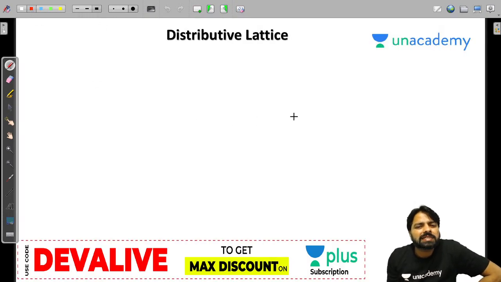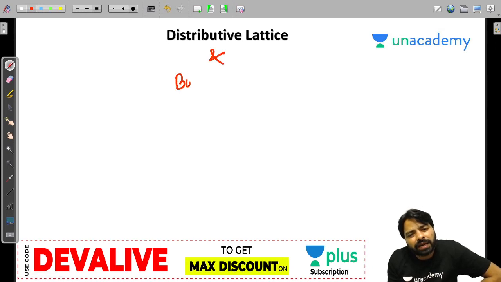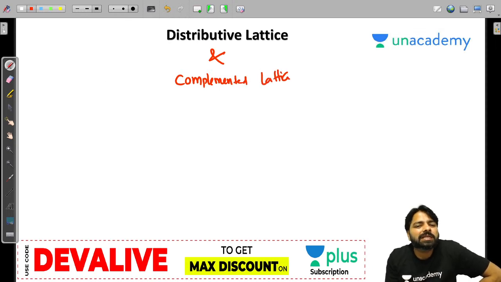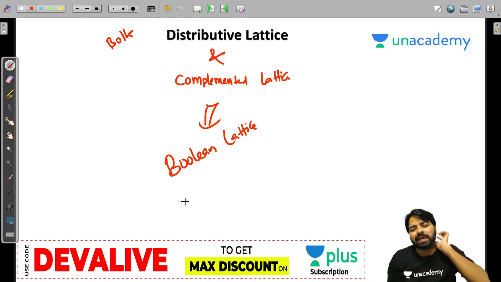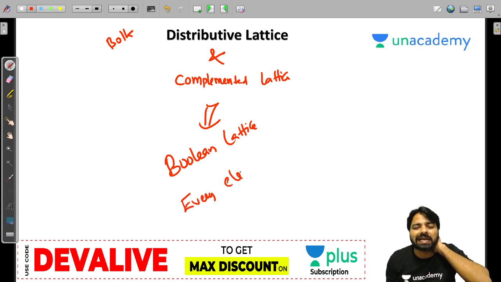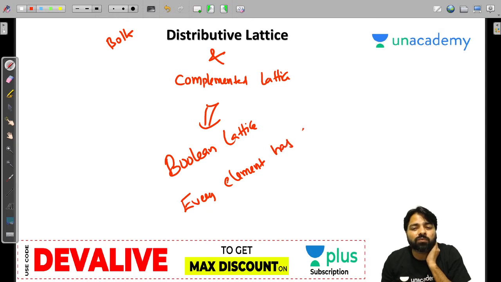Okay, so there is a property. In case any lattice satisfies distributive and complemented lattice, if we satisfy both of them, a lattice which is both distributive and complemented, then it is going to be Boolean lattice. Why is that? Because every element will have exactly one complement. In that case, you will satisfy every property. Every element has exactly one complement.